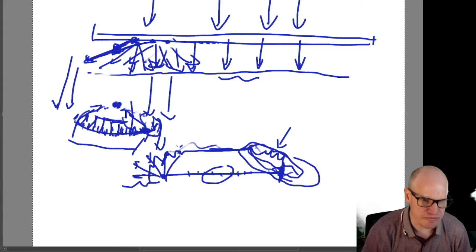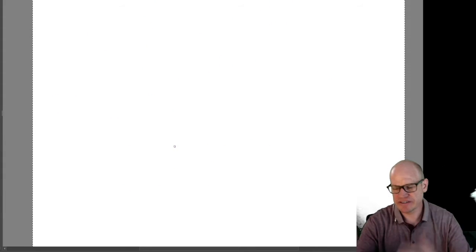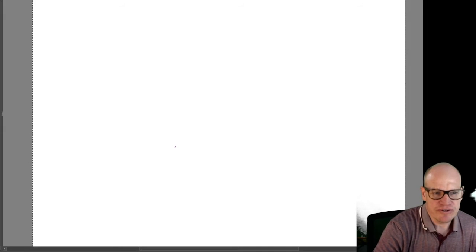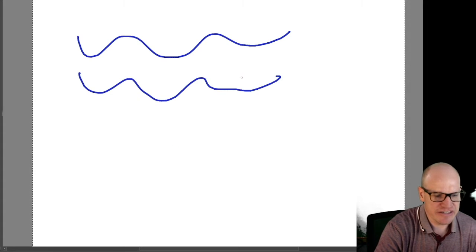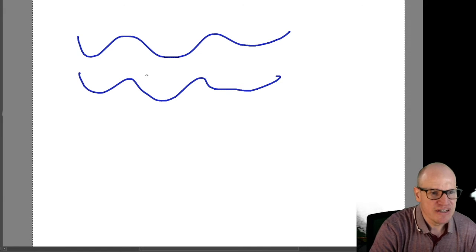So let's talk about what interference actually is, and then we'll come back to this. So interference, you have two waves like this wave and this wave. They can add together in a variety of ways.